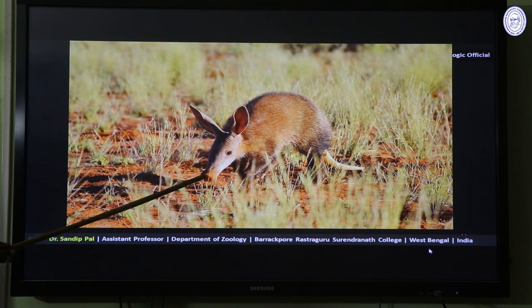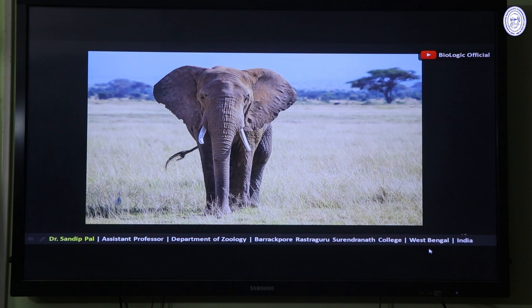This is aardvark. It is also a kind of anteater found in Africa, and it is the sole representative, only representative of the order Tubulidentata. This is African elephant. It is called Loxodonta africana. How will you be able to understand that this is African elephant and what is the difference between African and Asian elephant? In African elephant, the ear is much bigger and it is at almost 90 degree angle with the body axis. And the body size is also much bigger.